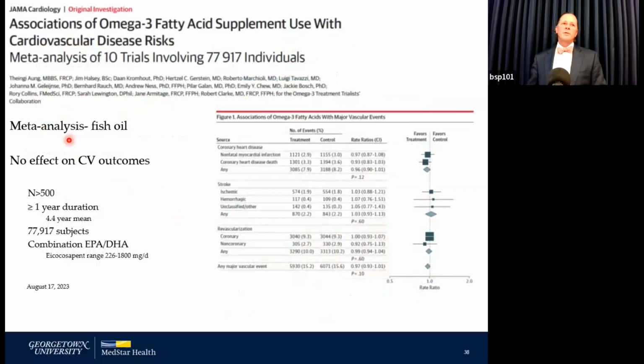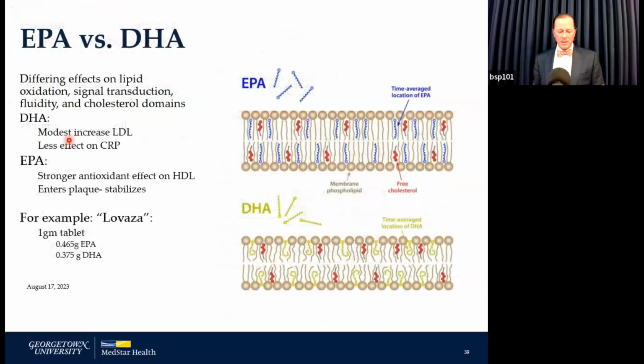So you have to use prescription fish oil, which these days is purified eicosapentaenoic acid. So there's the eicosapentaenoic acid and there's docosahexaenoic acid, EPA and DHA. They're both omega-3 fatty acids. They're both in fish oil. They're different. It's felt that EPA is more antioxidant and has more plaque stabilization properties than DHA. And EPA actually integrates within plaque and stabilizes and suppresses inflammation in plaque.